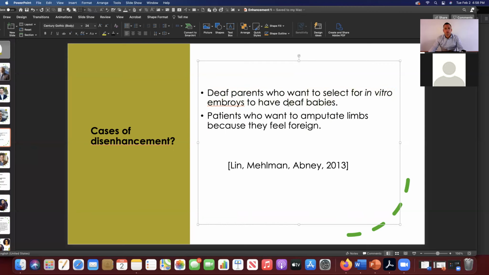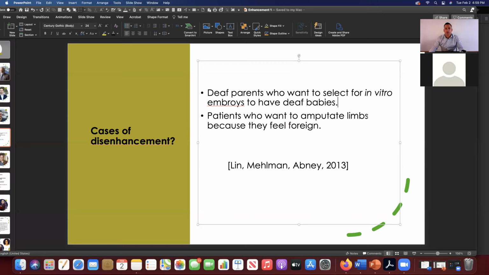The kinds of arguments that the parents had in this case, if I remember correctly from the articles I read a little while back, were that they wanted their children to be part of the same community that they're part of, and to interact with them in the same way that they interact with others in their community. And they didn't see it as a kind of disability in the first place, or as a disenhancement, to use that terminology.